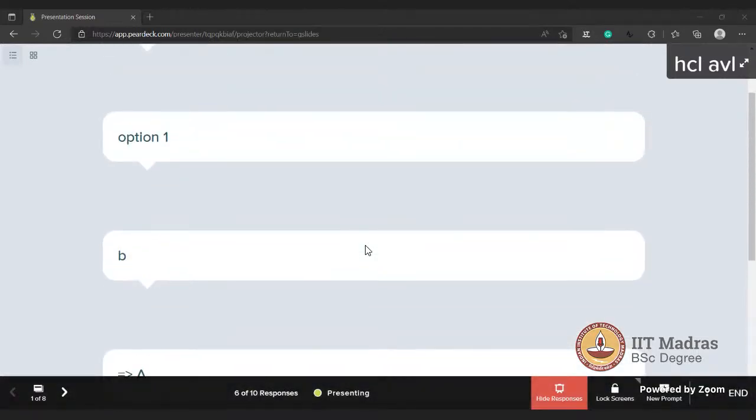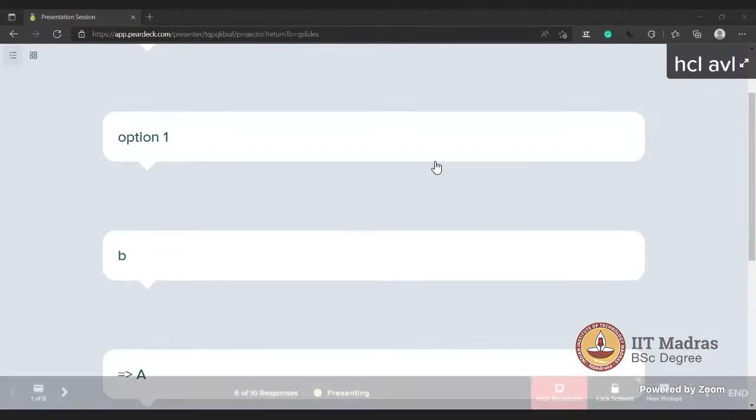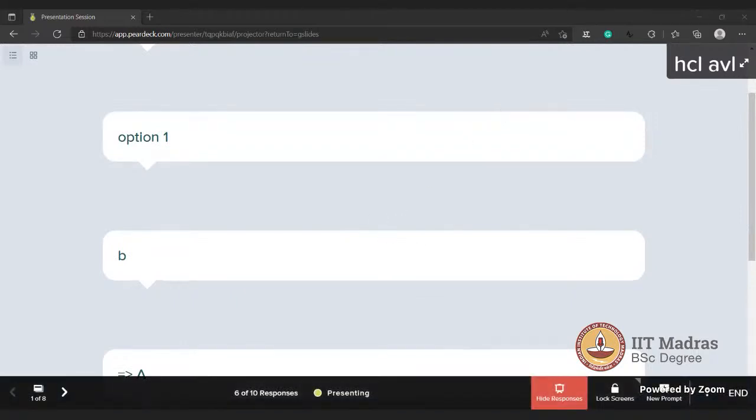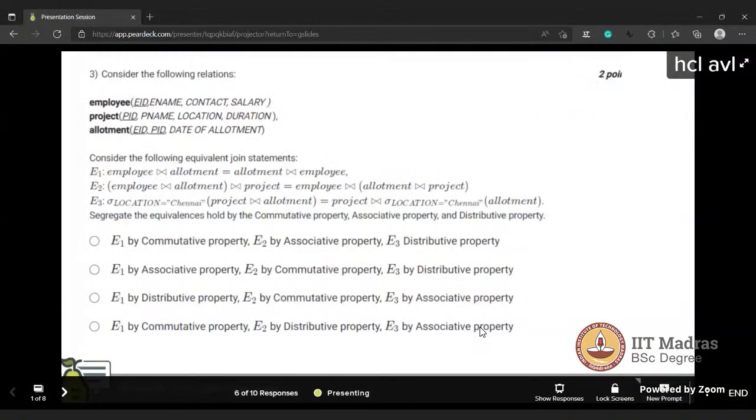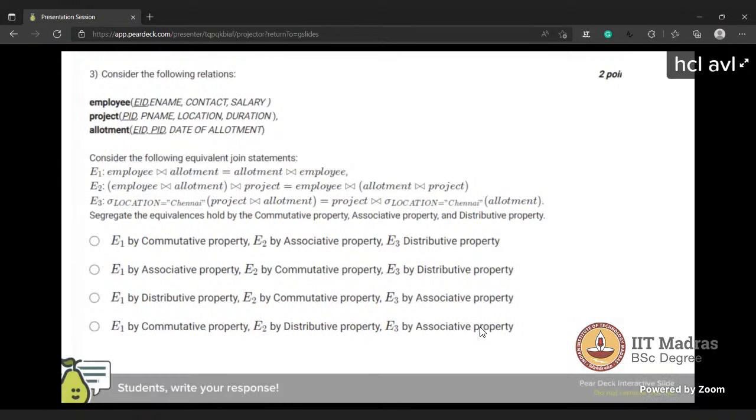Option A is the correct option. Subhendu, can you show me the question? For this question, DBMS is not required. This is a simple mathematics question. Employee natural join allotment equal to allotment natural join employee. So this is the commutative property. E1 is a commutative property. So first, eliminate the options by checking this. Option A and option D may be possible, right?